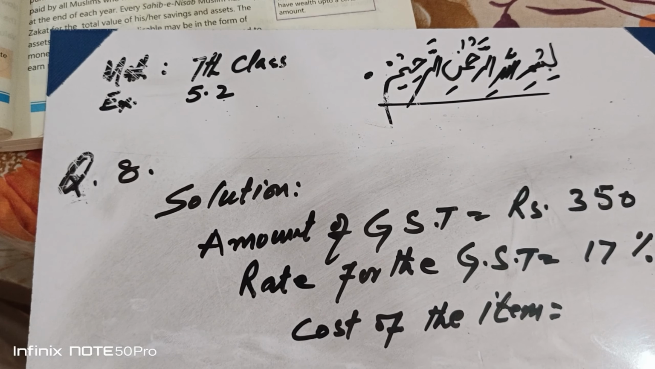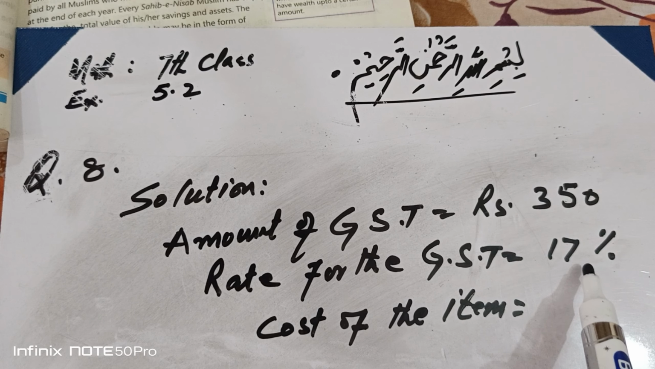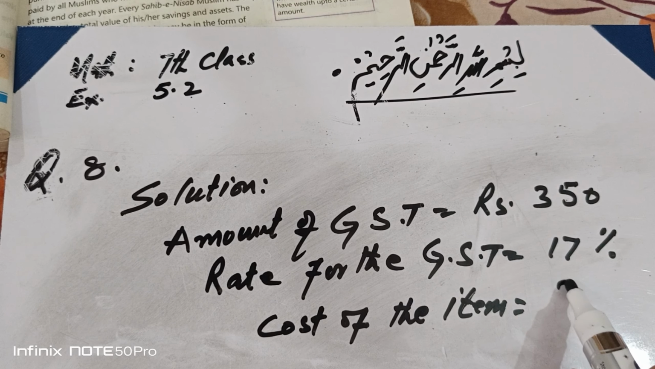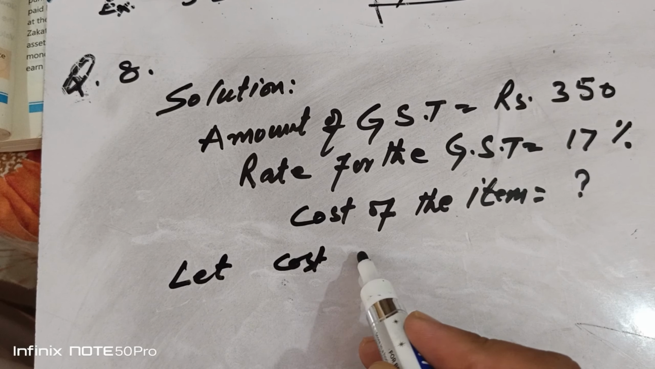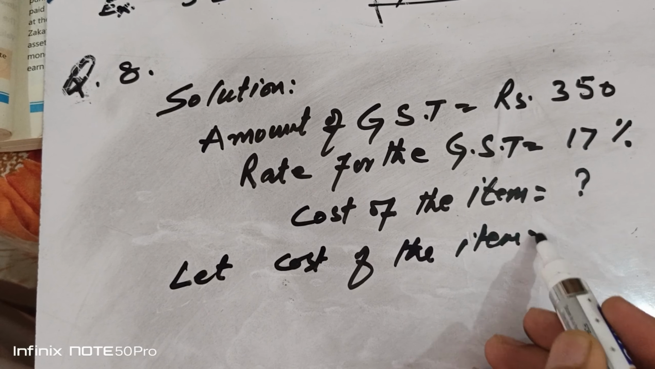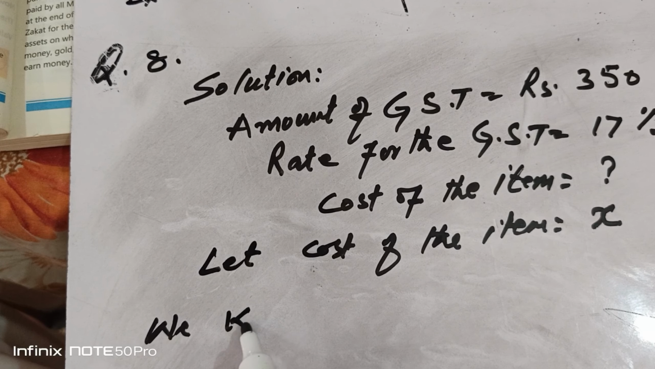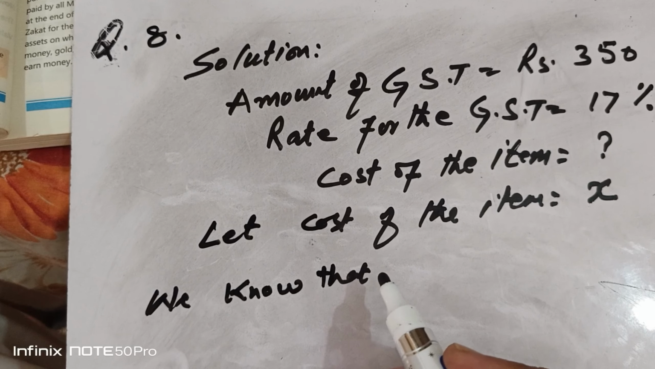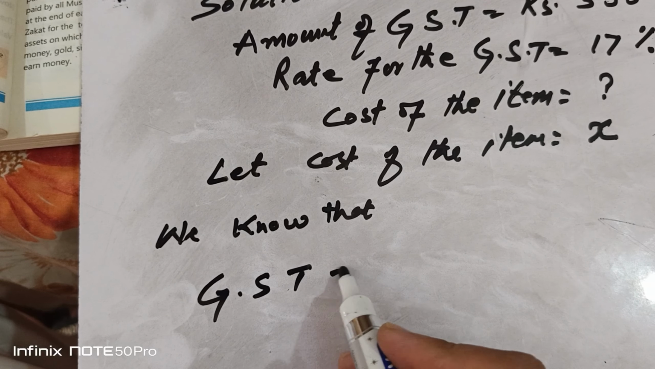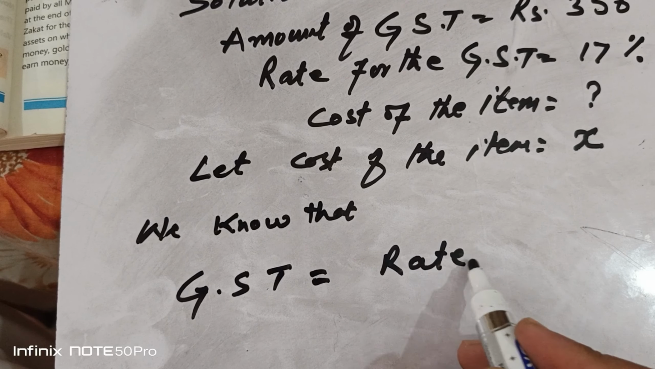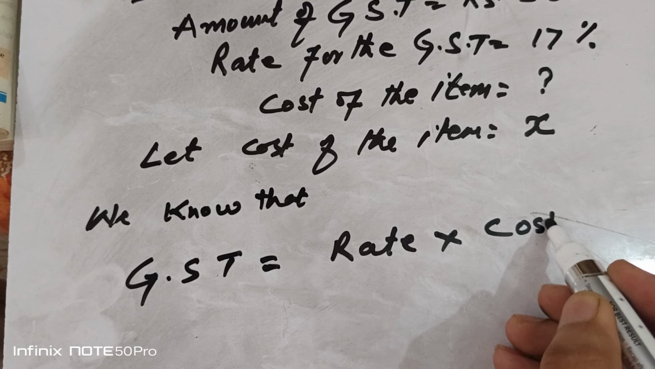Okay, moving towards its solution, we have amount of GST, which is given rupees 350. Rate for the GST is given 17%. Cost of the item we have to find. Let cost of the item is equal to x, which we have to find, and we know that GST is equal to rate into cost price.